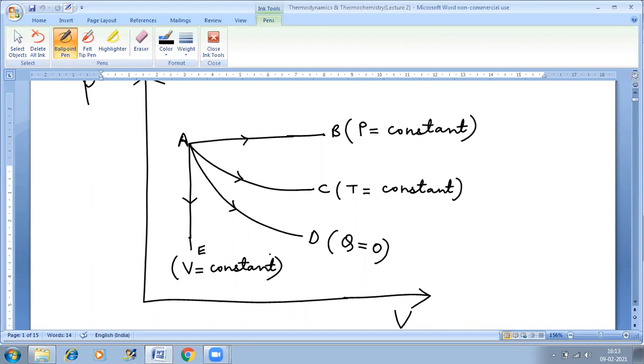Along AD, that is from A to D, there is no heat exchange. That is, neither is heat coming in, nor is heat going out. So I can say that Q is equal to 0. And hence I can call it an adiabatic process.